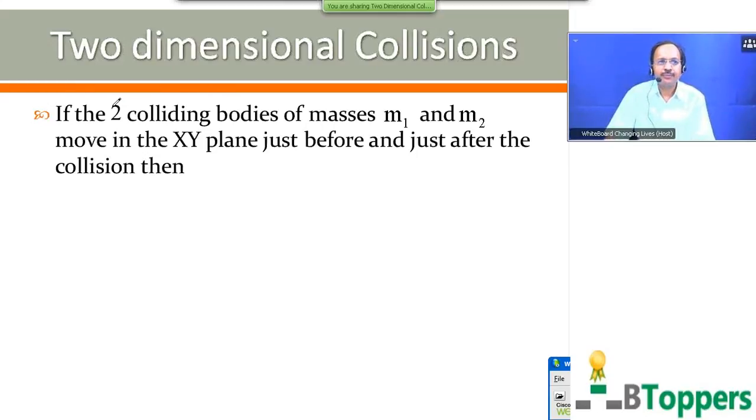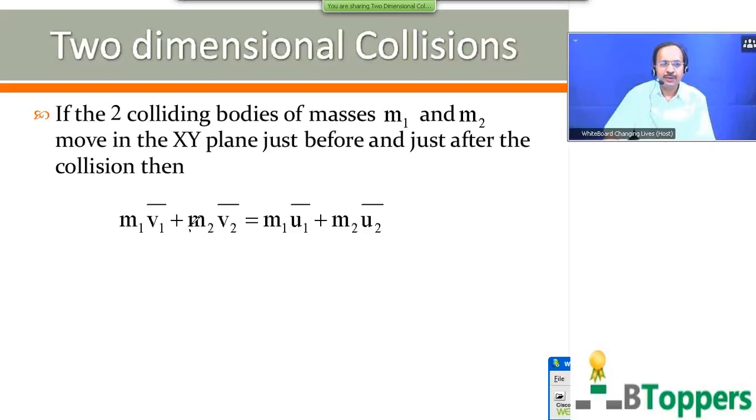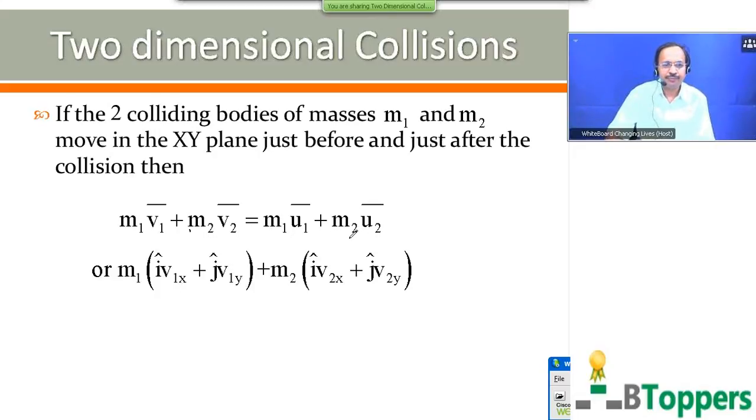I am going to read out from the screen. If the two colliding bodies of masses M1 and M2 move in the XY plane just before and just after the collision, then we can write m1 v1 bar plus m2 v2 bar equal to m1 u1 bar plus m2 u2 bar. Of course, you understood that, as I explained, the same equation I have written in the beginning of this chapter on collisions in vector form.